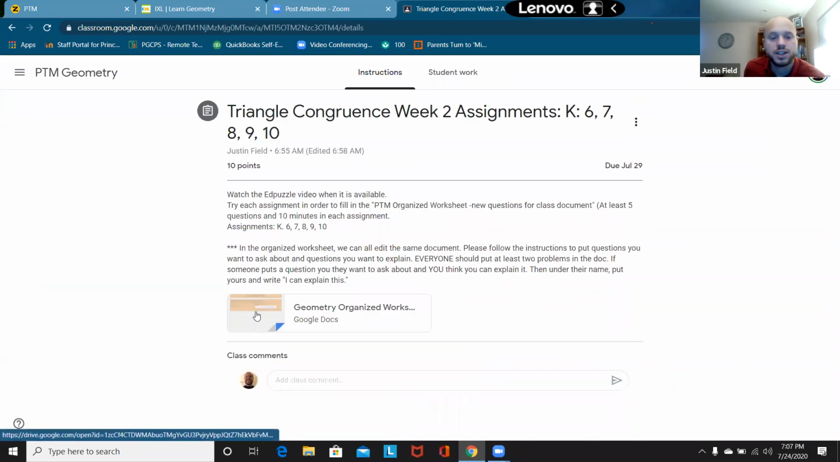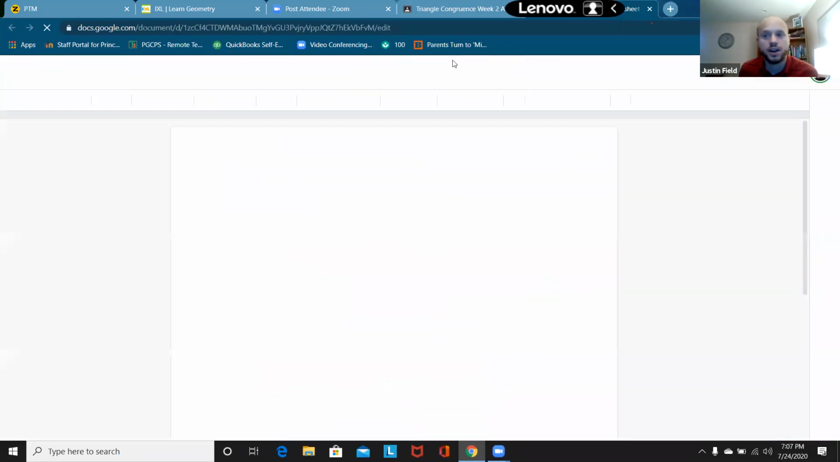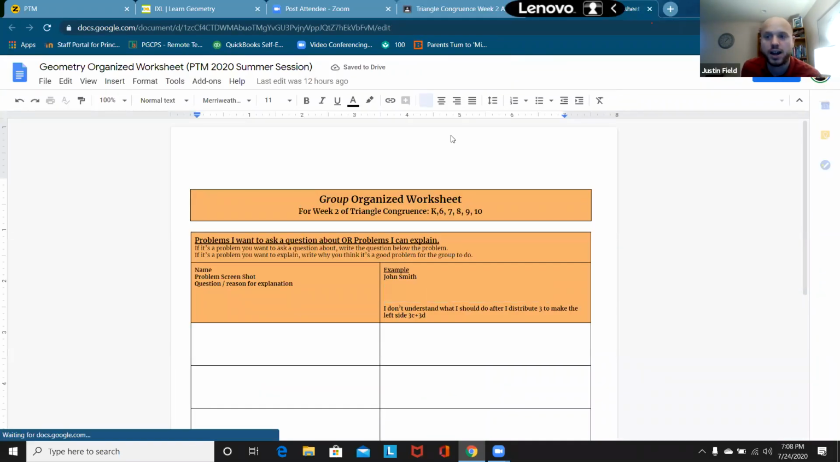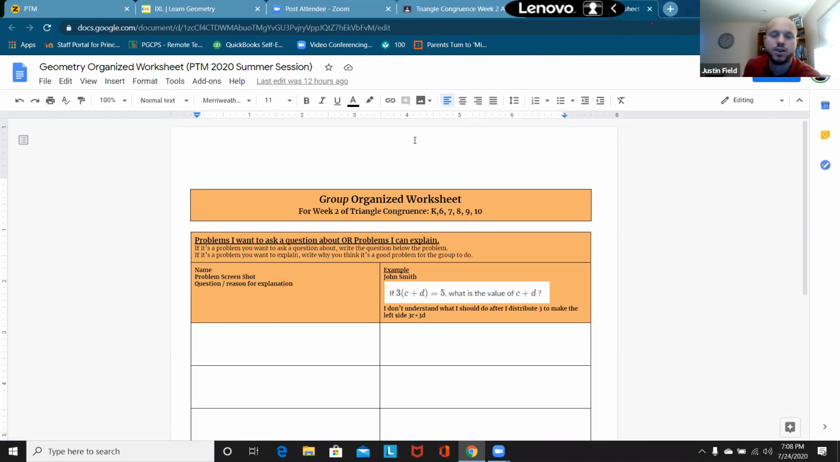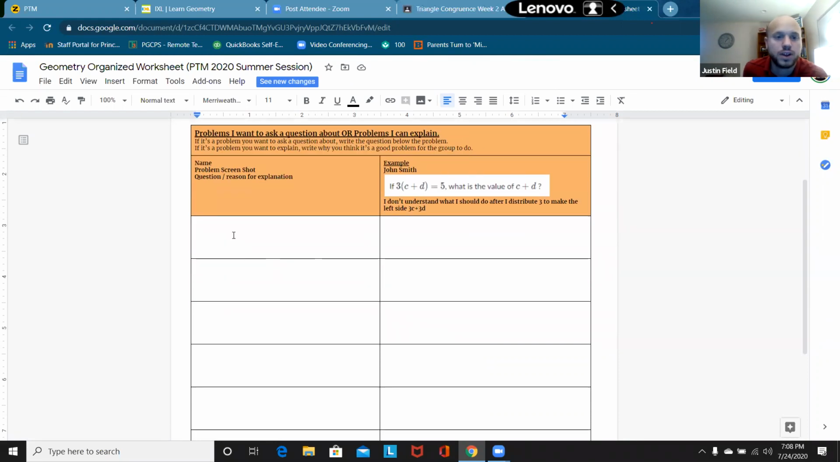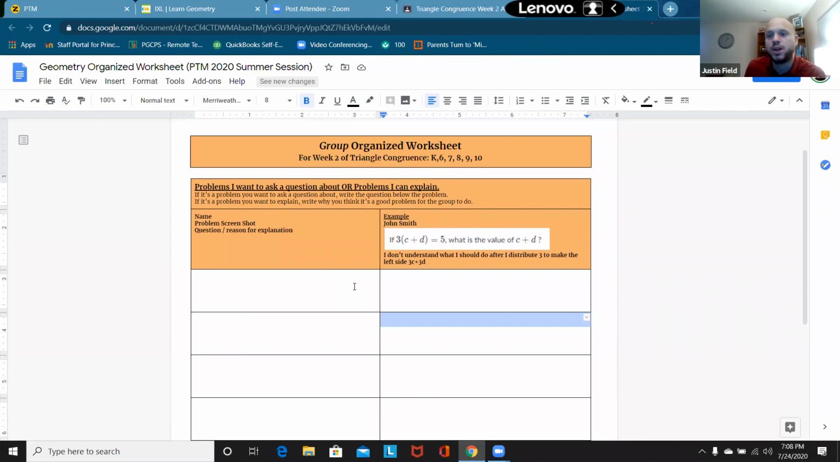So this is a group Google Doc. So during the year, if you had me during the year, we had organized worksheets where you all did your own. Well, now we're not going to be that tedious. We're all filling in the same Google Doc. So everyone should put at least 2 problems in here. And it can be a problem you want to ask a question about.